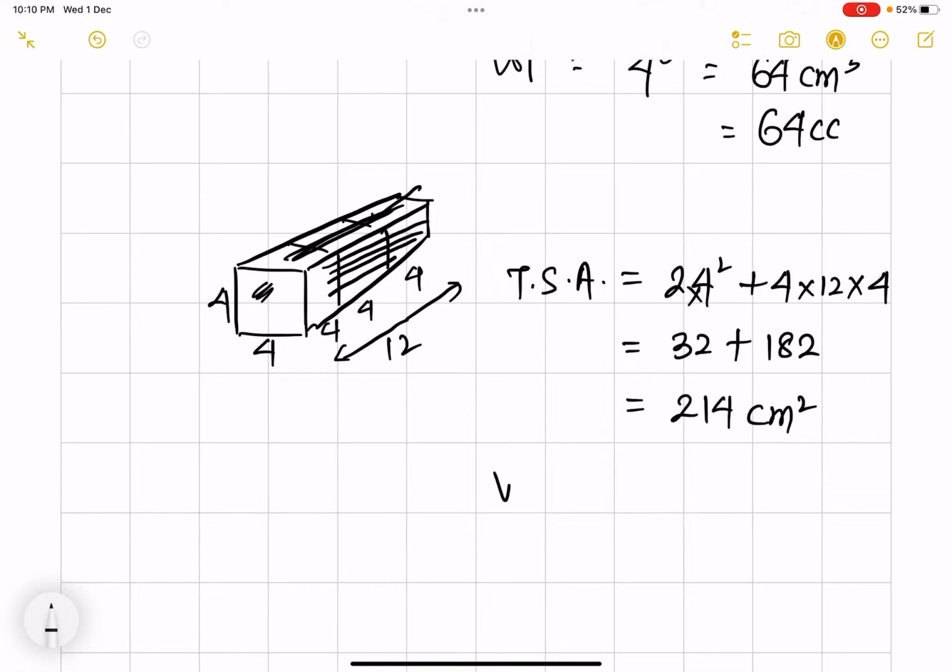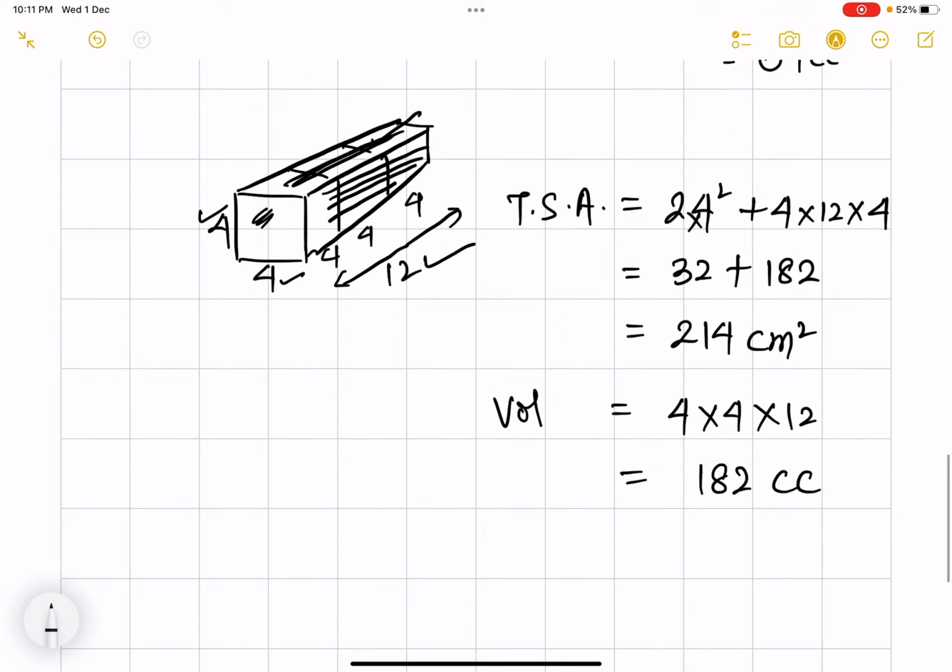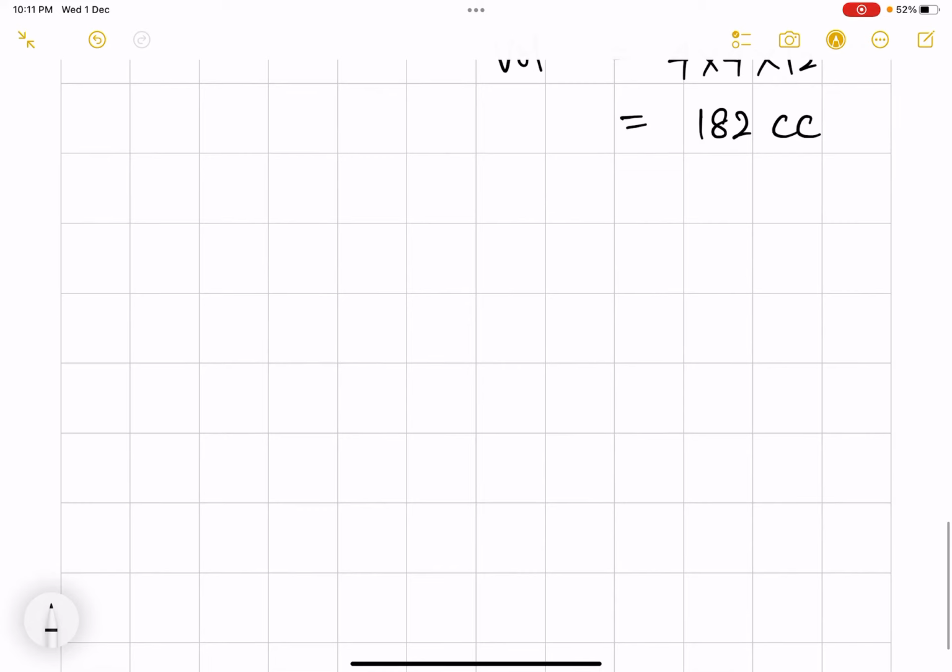And what about the volume? Volume for a cuboid is actually length times breadth times height. So this overall structure has a length of 12, a breadth of 4, and a height of 4. So the volume will be 4 into 4 into 12. Multiply this and whatever you get is the answer. So 12 into 16 is actually 192 cc. cc is nothing but centimeter cube. You could write any one of these.